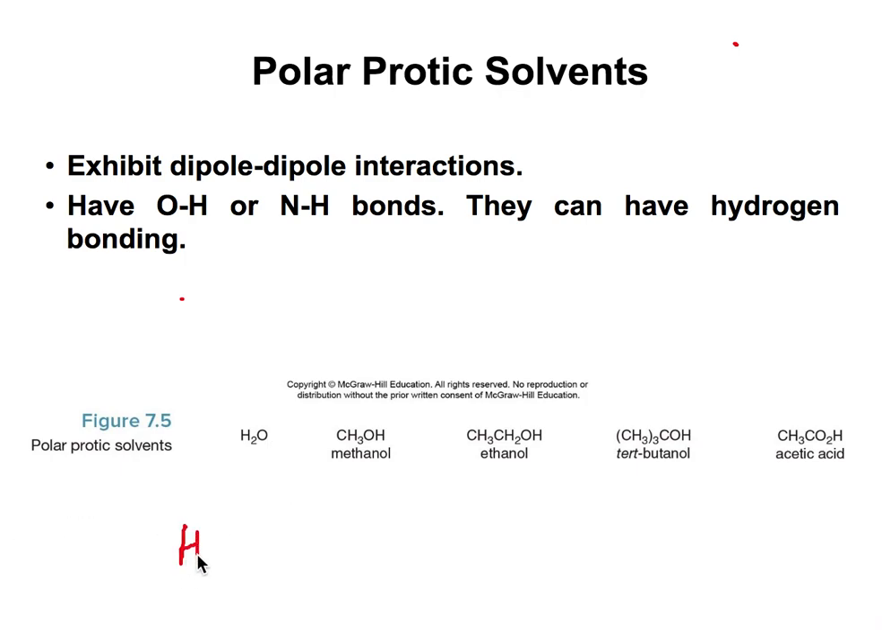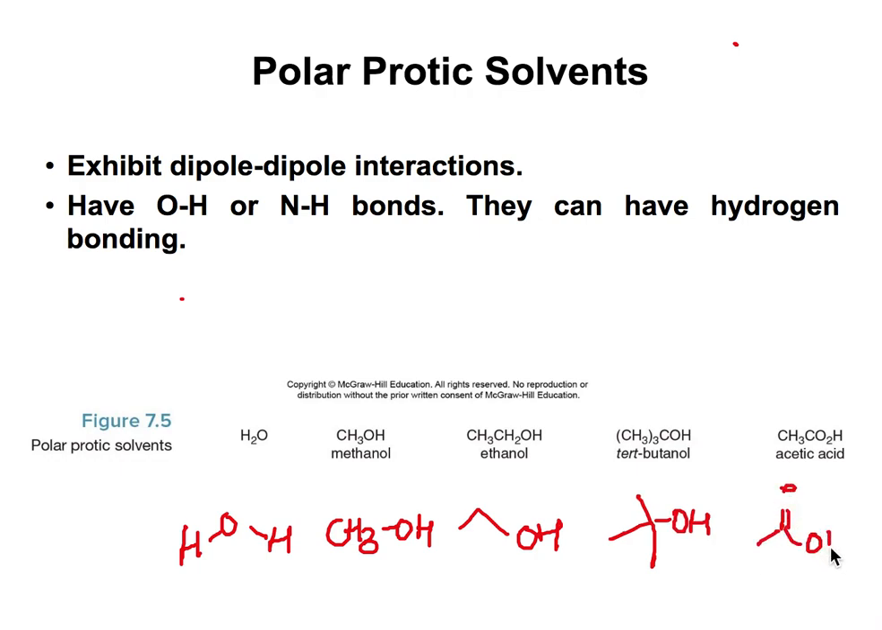Look at water, methanol, that has a CH3OH. Then we have ethanol, tert-butanol, and acetic acid. So all of these molecules right here, they display a dipole. And because they have a dipole, then they can have dipole-dipole interactions.